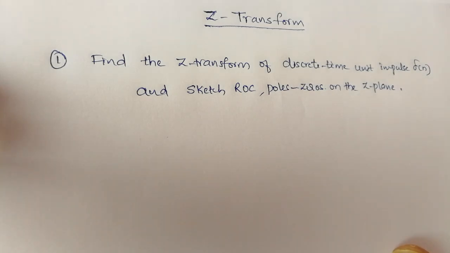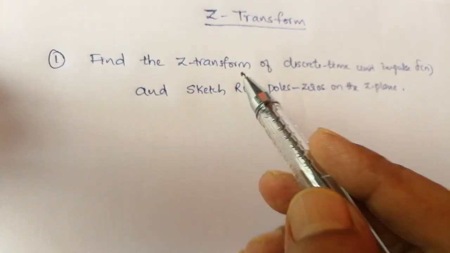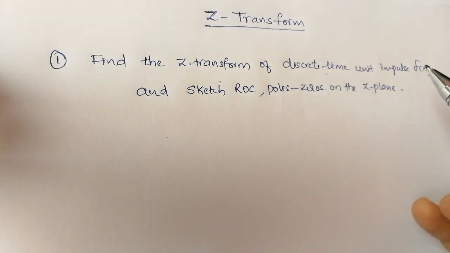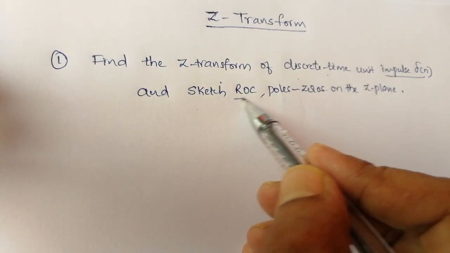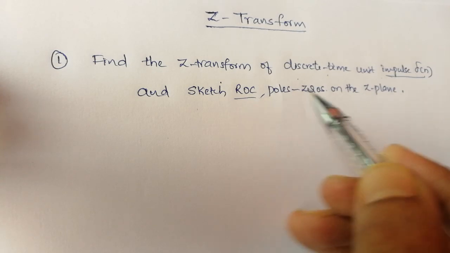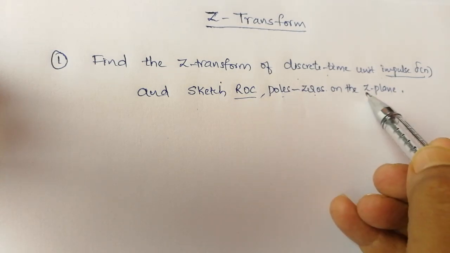Hi friends, in this video we are going to discuss some numericals on Z transform, how to find the Z transform for a given discrete time sequence. So let us take the first problem. Find the Z transform of a discrete time unit impulse function and sketch ROC. ROC means region of convergence, plus the zero-pole pattern on the Z plane.